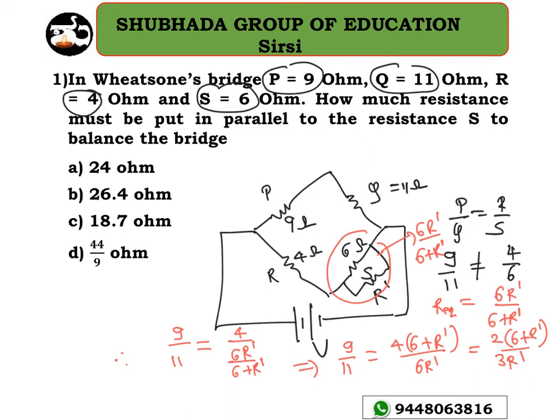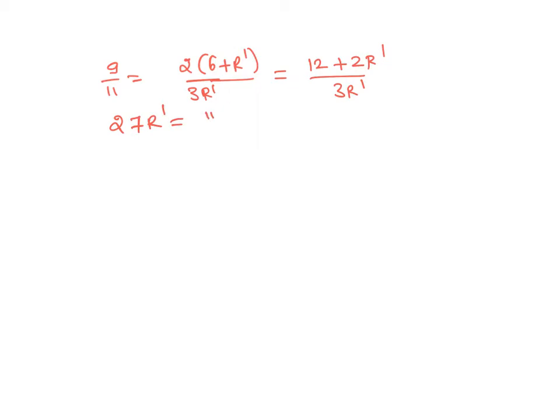Okay, so R dash must be 132 divided by 5. So it looks like 26.4 exact. Option B is the right answer for this question. 9 by 11 equal to 2 into 6 plus R dash divided by 3 into R dash, that is equal to 12 plus 2 times R dash divided by 3 times R dash. So 27 R dash is equal to 11 into 12 plus 2 into R dash.